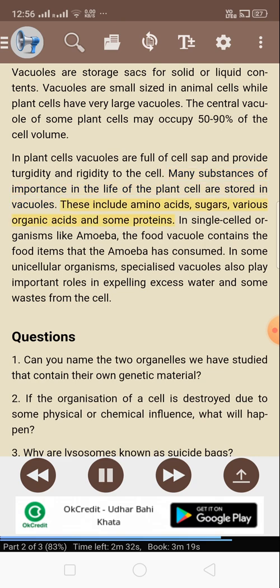These include amino acids, sugars, various organic acids, and some proteins. In single-celled organisms like amoeba, the food vacuole contains the food items that the amoeba has consumed. In some unicellular organisms, specialized vacuoles also play important roles in expelling excess water and some waste from the cell.